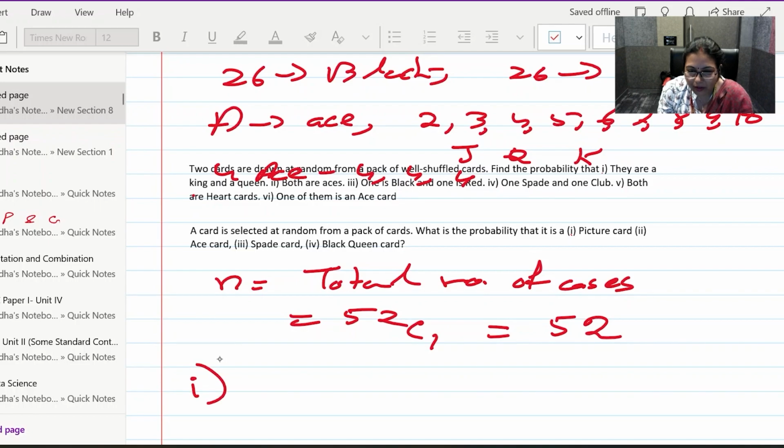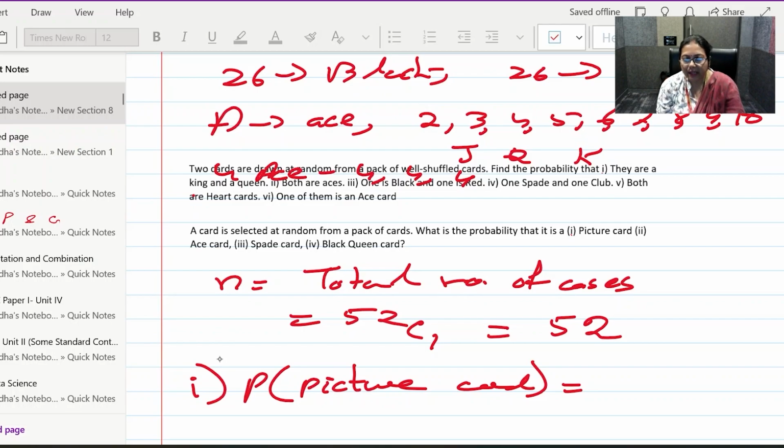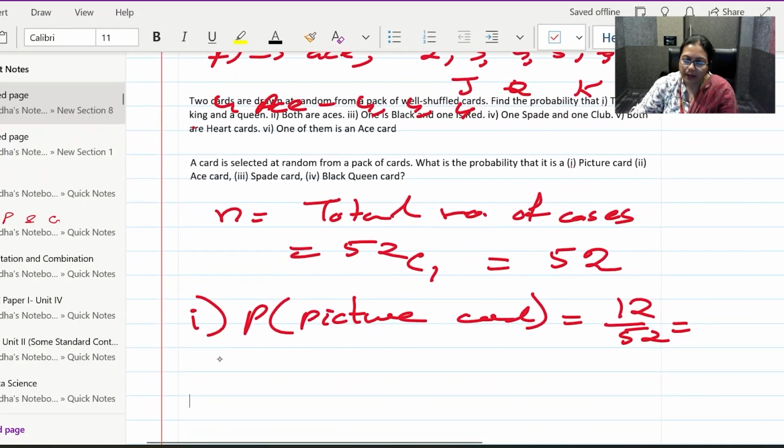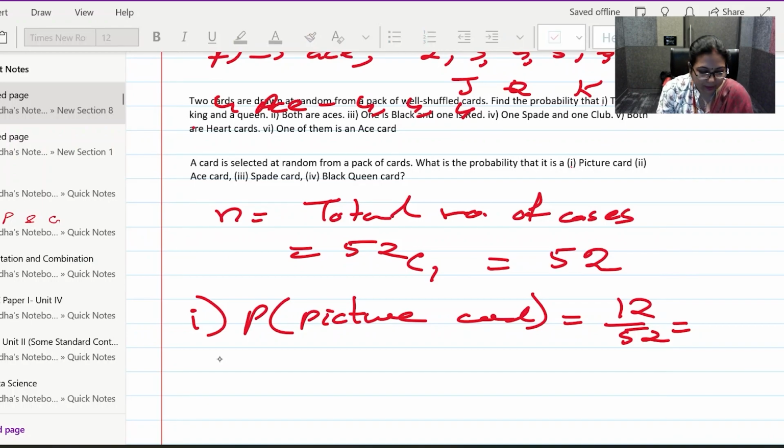Now the first question: what is the probability that it is a picture card? Total how many picture cards are there? In each type there are 3, and there are 4 different types, so 3 fours are 12. So 12 divided by 52. You can simplify it in decimal, or just write the answer as 12 by 52. If I simplify, 12 divided by 52 is equal to 0.23. So this is the first answer.